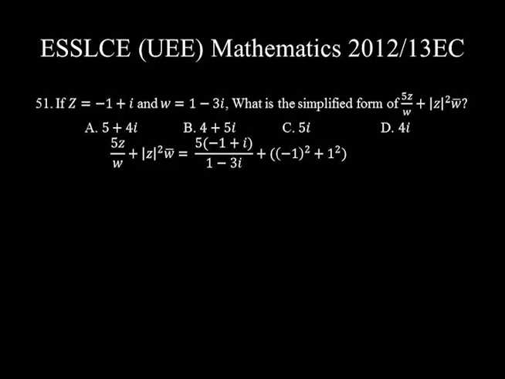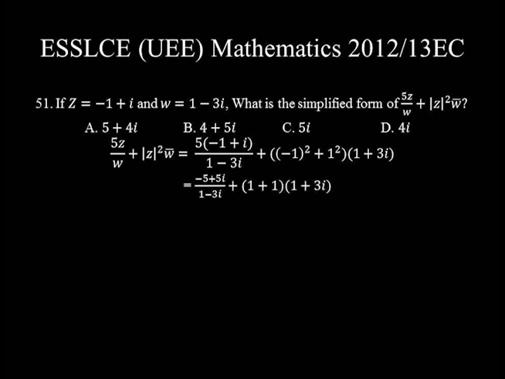To determine the conjugate of w, just take the opposite of the sign in front of the imaginary part. The imaginary part is 3i. The sign in front of 3i is negative. So the conjugate is 1 plus 3i, which is equal to 5 times -1 is -5, plus 5 times i is 5i, divided by 1 minus 3i, plus (-1) squared is 1, plus 1 squared is 1, times (1 plus 3i).